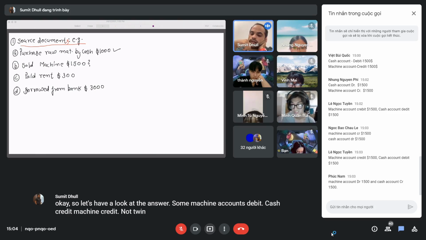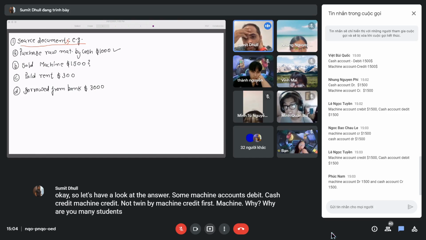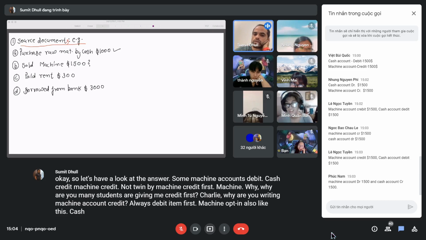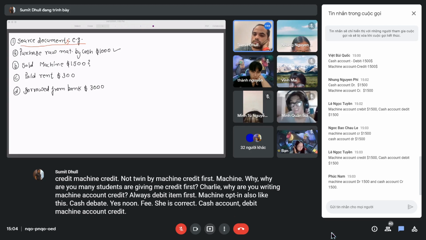Why machine credit first? Why are many students giving me credit first? Chow Lee, why are you writing machine account credit? Always debit item first. Machine, again, not twin also like this. Cash debit, yes, Nguyen Fish is correct. Cash account debit, machine account credit, yes. Bui Kwok, cash debit, machine account credit, yes.